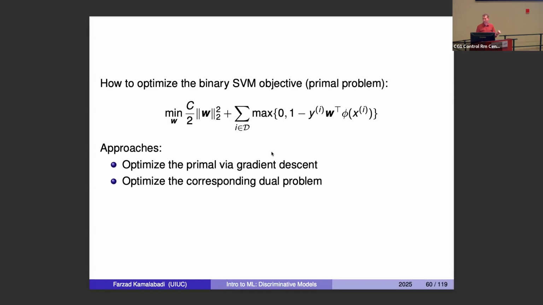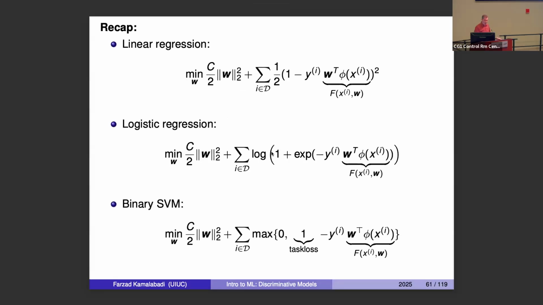There are many such algorithms for performing this optimization task. Okay, so just to recap, we have the form of the cost of linear regression, the logistic regression, and now we have this binary SVM, where the side constraint looks the same.